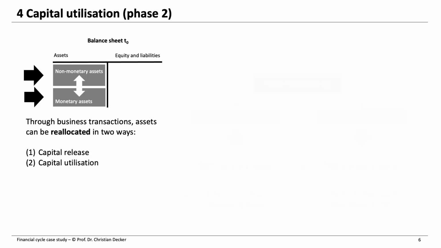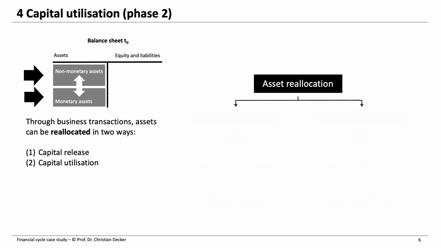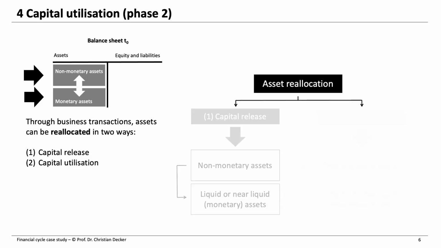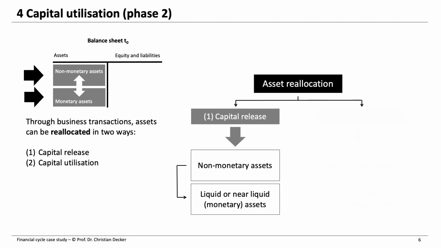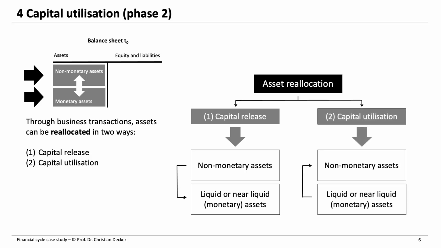In the second phase of the financial cycle, capital is now being used. The use of capital is, like the release of capital, a subset of asset reallocation. In the course of the release of capital, previously non-monetary assets are converted into liquid or near-liquid assets. A reallocation of assets may also take the form of capital utilization. In this case, the reverse process takes place. Liquid or near-liquid assets are converted into non-monetary assets.